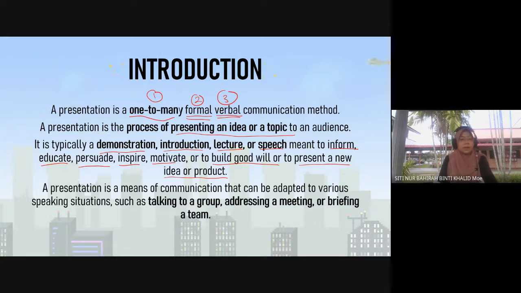And then let's look at this third part. A presentation is a means of communication that can be adapted to various speaking situations such as talking to a group, addressing a meeting, or briefing a team. So a presentation can also be you talking to a group of people when you're talking in a meeting or you're trying to brief your team about something important. So that is also a presentation.